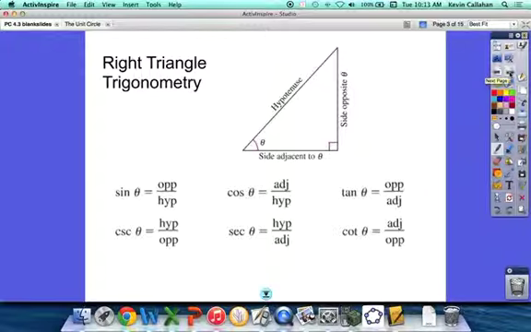By right triangle trigonometry, what we mean is this is where we're using the lengths of the sides of a right triangle to have all these relationships between angles and sides.